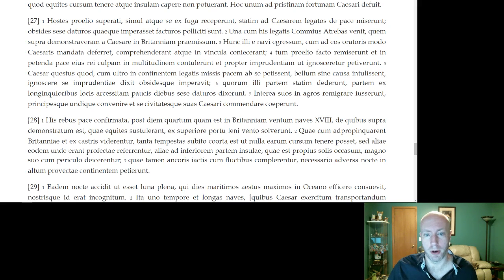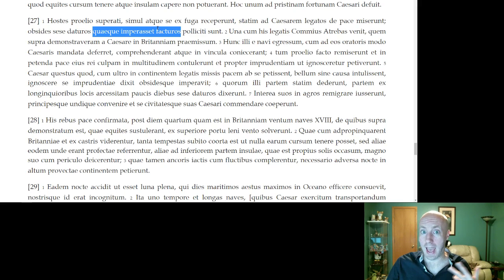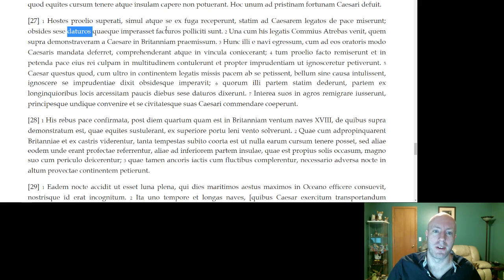They promised, deponent verb, they promised that, we're going to get indirect statement here, they promised that obsides esse daturos and quae imperasset facturos. Now, we don't have any actual infinitives here for our indirect statement, but for that we just put esse after our participles. So we've got our future active participle here, we put esse after it, and we get our infinitive. And it's quite frequent for the form esse to be left out of an infinitive, or just really of a sentence. So we'll see this a lot in Caesar, we'll see this a lot in Virgil, where you just have to supply the form of esse to complete the sentence.